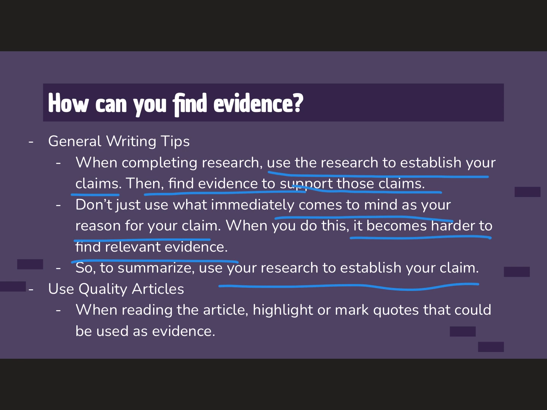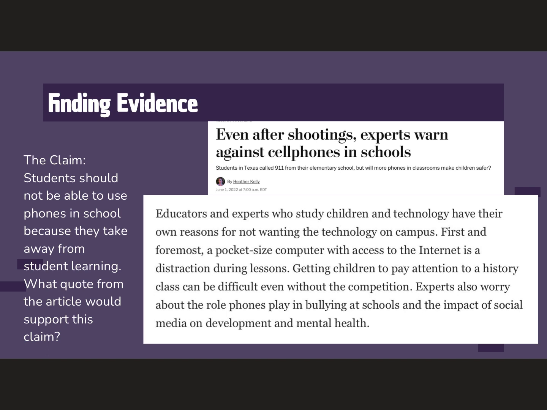Use quality articles. So when reading the article, you're going to highlight or mark quotes that could be used as evidence, because then you have so much less to go back and read. Now, you should have an example of this on your own papers, but what you're going to do with this is you're going to find a quote that matches the claim. So our claim is right here. Students should not be able to use phones in school because they take away from student learning. So what I need you to do right now is read this little excerpt and find an example that shows that it takes away from student learning.